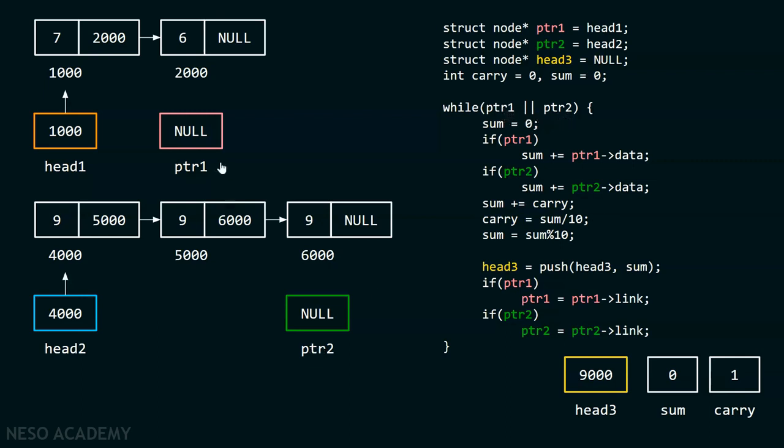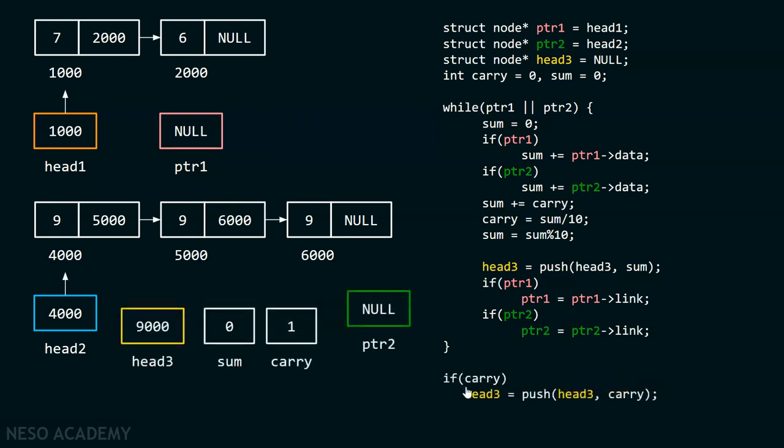Obviously, both of them are null. Therefore, we'll get outside of this while loop. But wait, what about the carry? What about this carry? Obviously, we have this carry at the end, right? We have to create a new node and add the carry to the data part of that node. So it is important to add this piece of code as well.